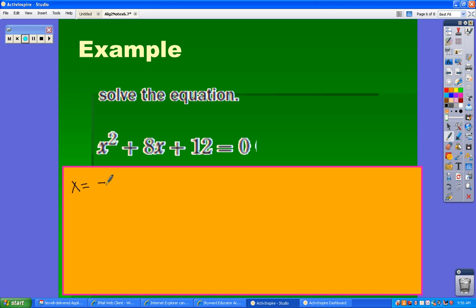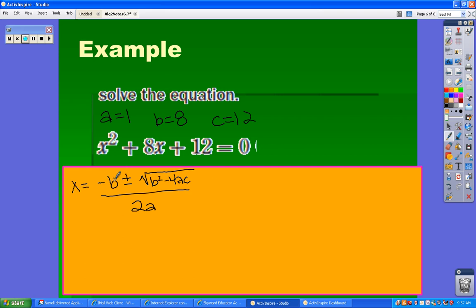x equals negative b plus or minus the square root of b squared minus 4ac, all over 2a. You have to make sure it's all over 2a, and that b squared minus 4ac is underneath the radical. Okay, so now we just need to figure out what a, b, and c are. A in this case is 1 because it's 1x squared. B is 8, and c is 12.